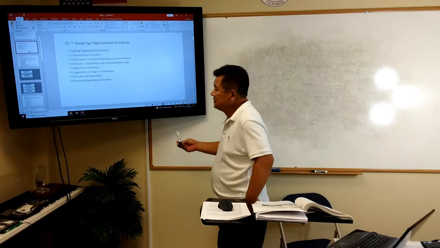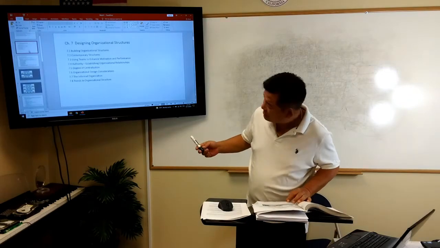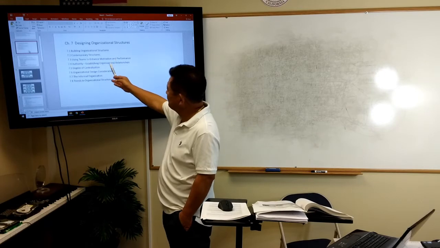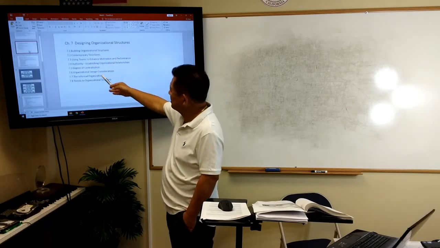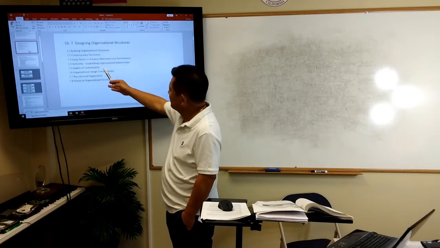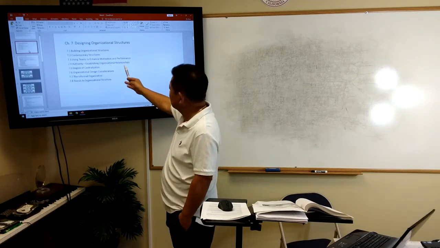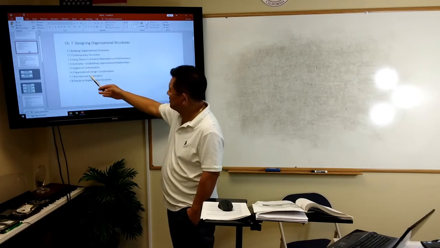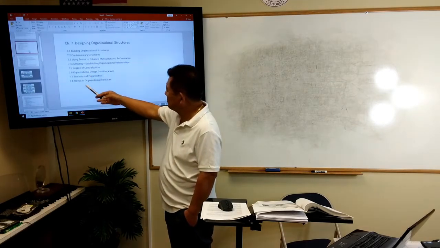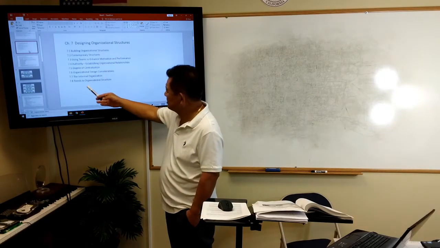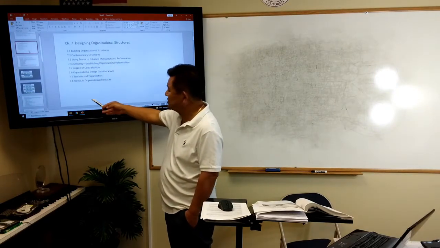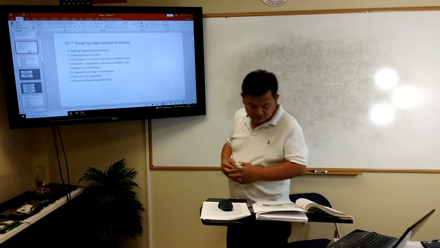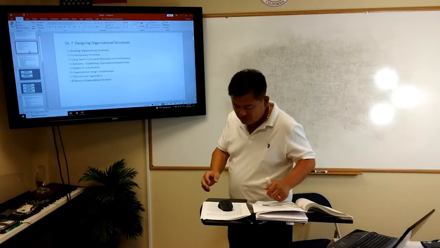Next, this chapter consists of eight parts. First, building organizational structure; contemporary structure, using team-based organization to enhance motivation and performance; authority; establishing organizational relationships; degree of centralization; organizational design considerations; the informal organization; and the last, trends in organizational structure. Okay, so today we will review them one by one.